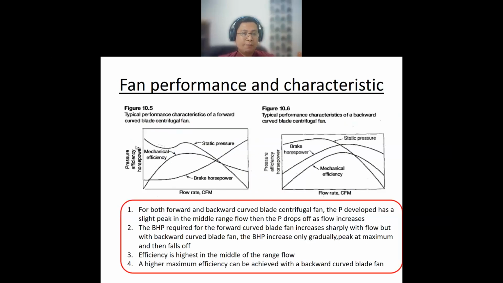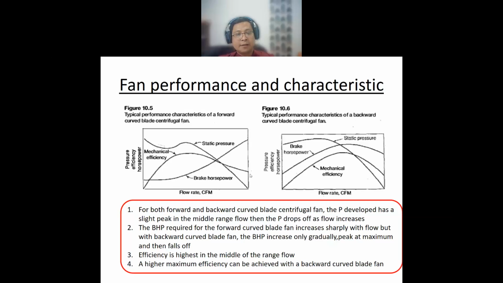Okay. When we plot pressure, efficiency, and horsepower against the flow rate, inside there we have the mechanical efficiency, static pressure, and brake horsepower. This is the characteristic of the fan based on performance. So you can see when we operate the fan, we cannot get high efficiency at a high flow rate.